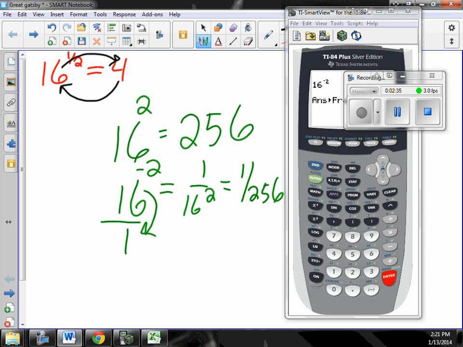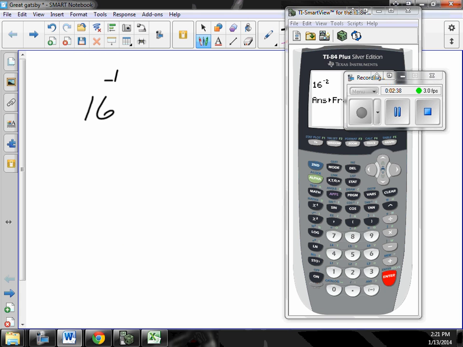What if we did both? What if we did 16 to the negative 1/2? What is that going to do? Well, what does a negative exponent do? Flips it upside down. So because it's a negative, instead of 16 over 1, it's going to be 1 over something. And because it's a 1/2 power, 16 to the 1/2 equals 4. Negative flips that upside down, so 1/4.